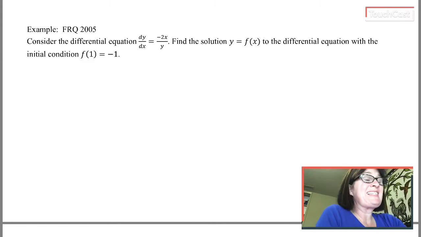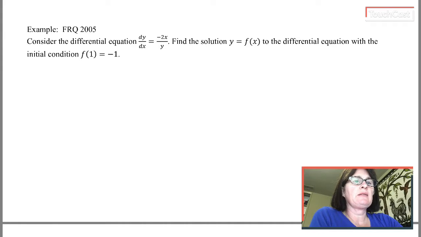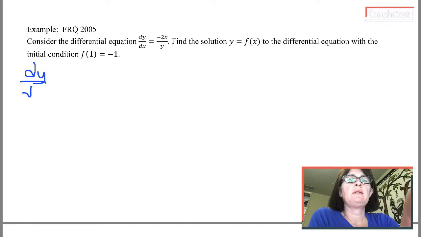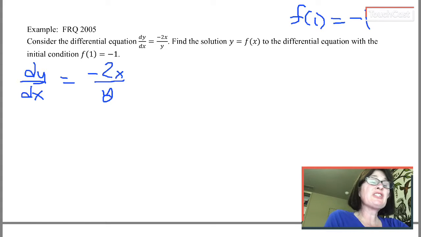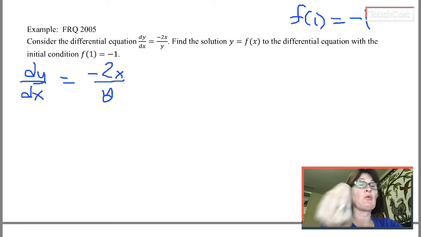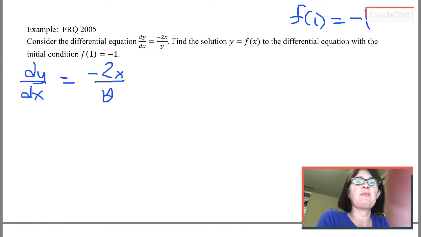So here's a second example of a separable differential equation we can solve. I know that dy/dx equals negative 2x over y. And I know, I'll write it up here, f of 1 equals negative 1. So my job is to find the function y that makes these two statements true.